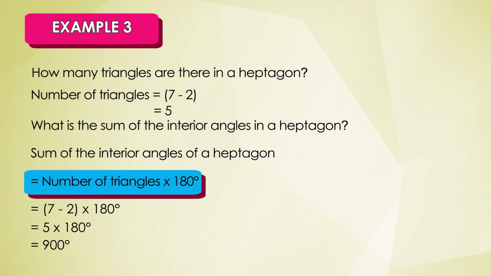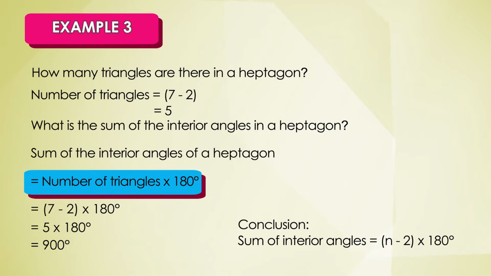Based on the 3 examples, we can conclude that the sum of the interior angles of a polygon is (n minus 2) times 180 degrees, where n is the number of sides of the polygon. Remember, the sum of interior angles of a polygon with n sides is the number of sides minus 2 times 180 degrees. Great job so far today, girls and boys.